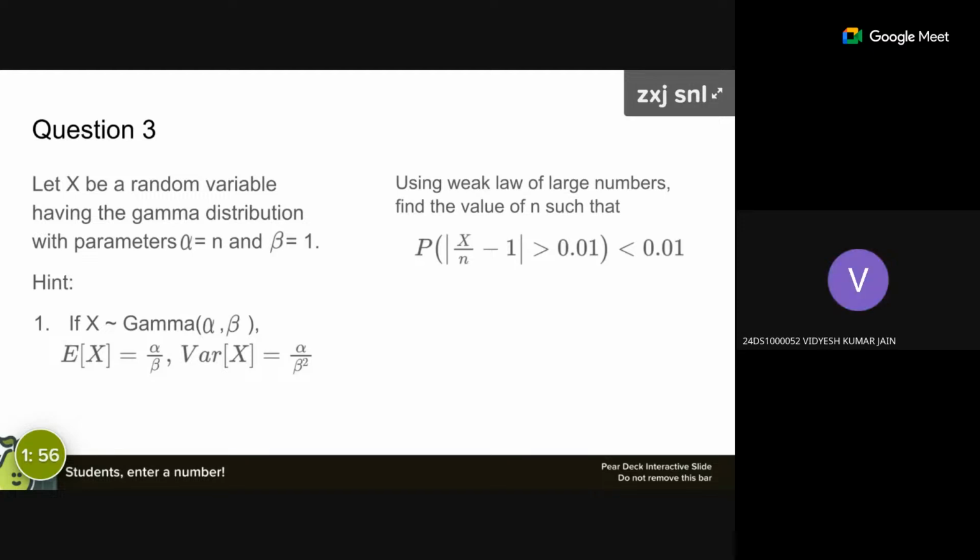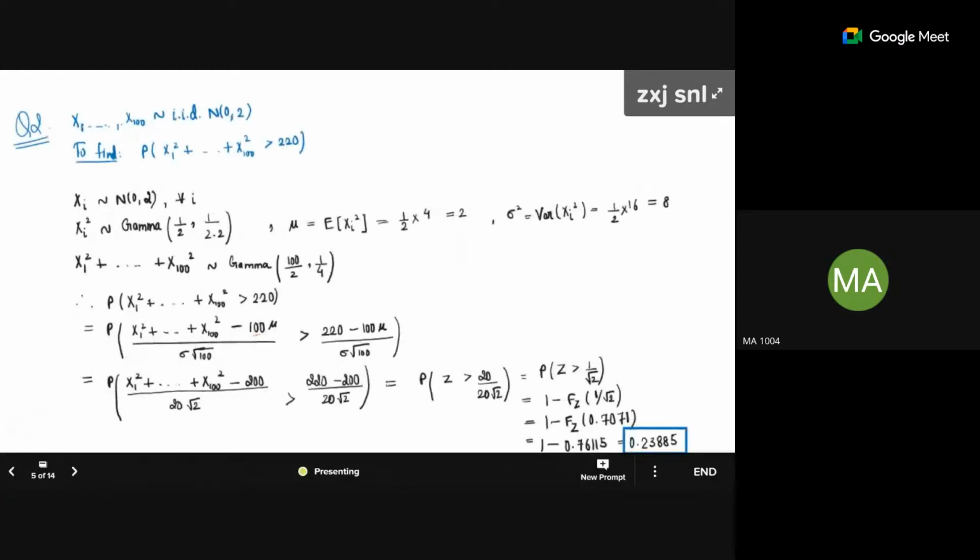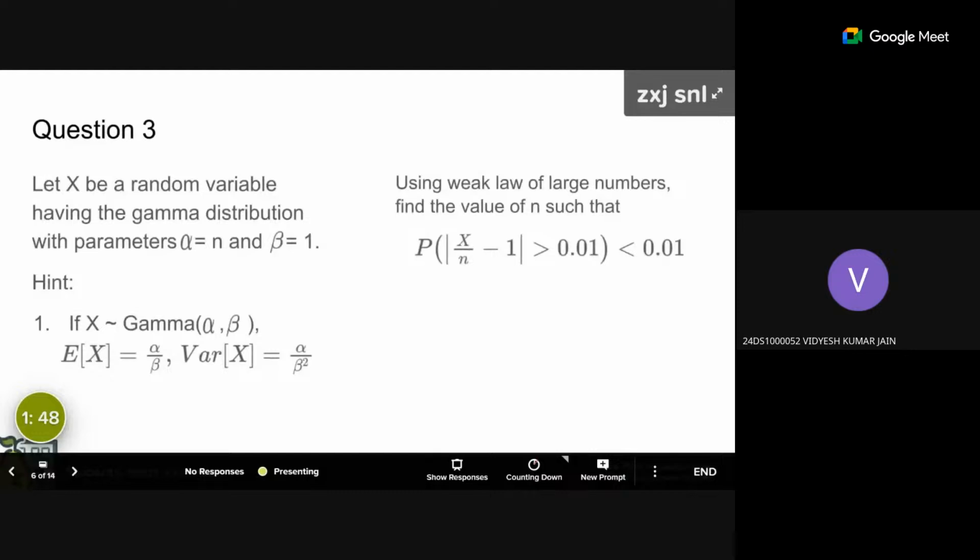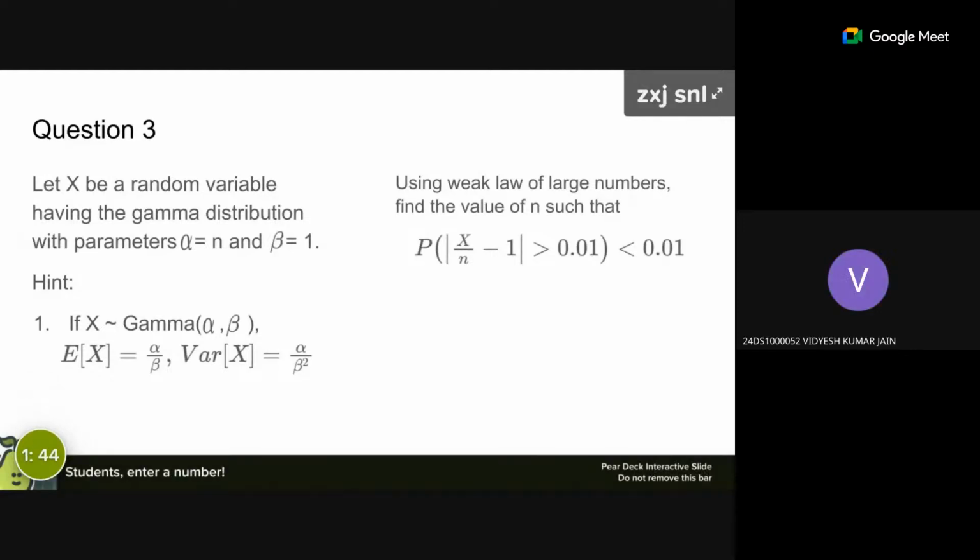Where will this solution be uploaded, in which section? Actually, solutions are given in this PDF only. No, where will it be uploaded, in which folder? In your portal, in the supplementary contents. It will be in PDF format. Okay, in supplementary content, yeah.